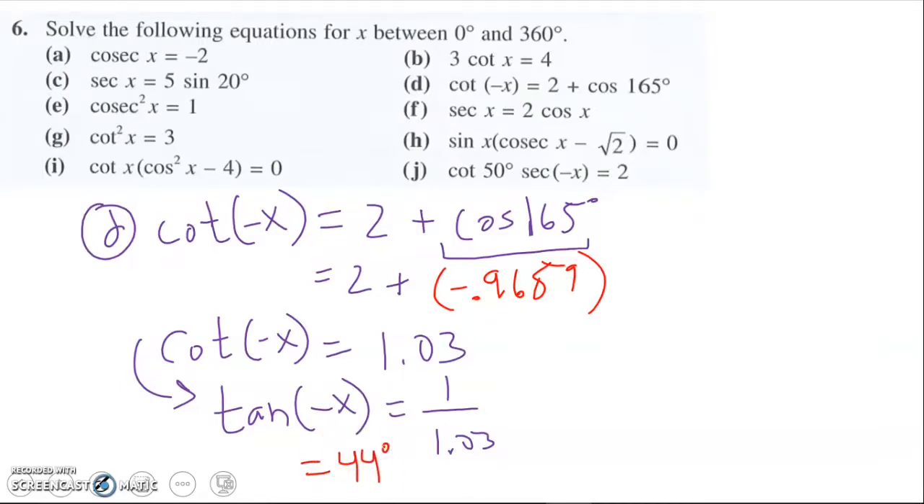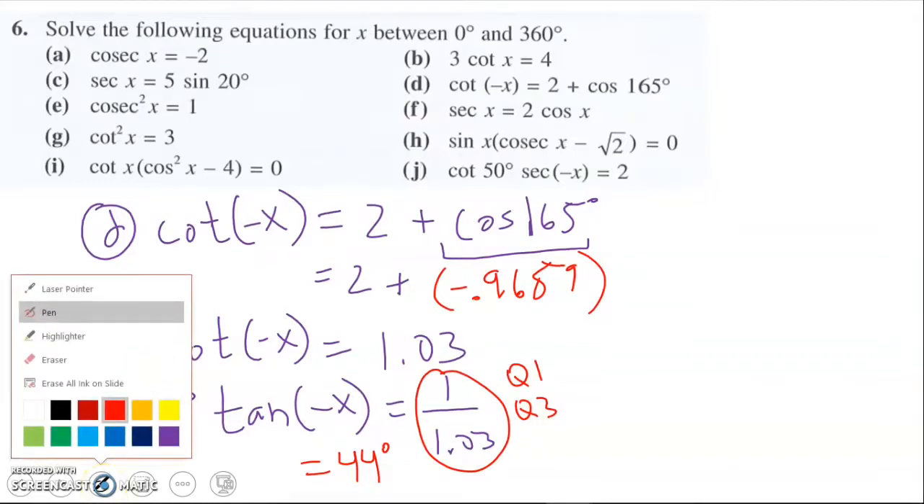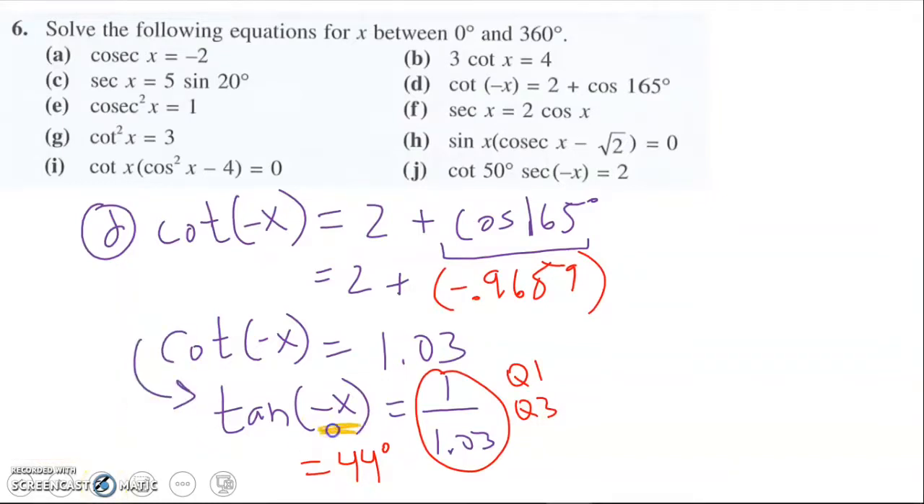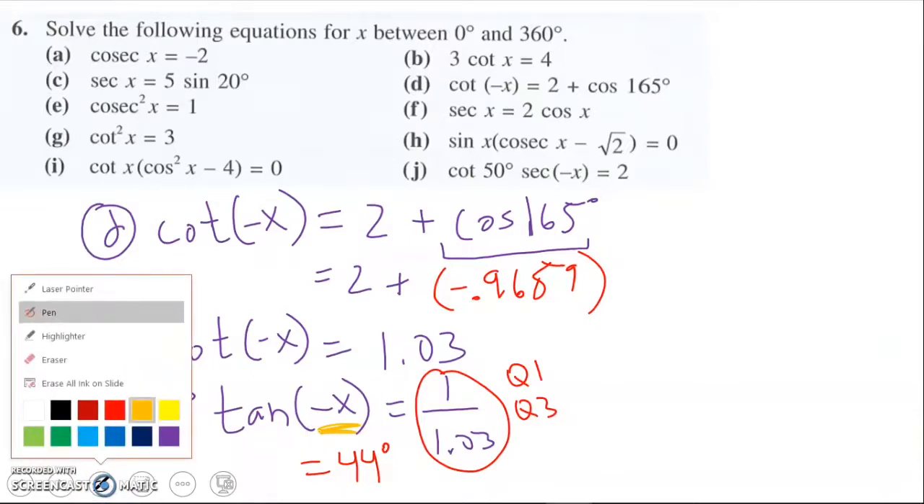Okay, so I know that at least, right? Again, where is tan positive? That's going to be in Q1. It's also going to be in Q3. However, notice this is a negative theta, so it's going to go in the opposite direction.